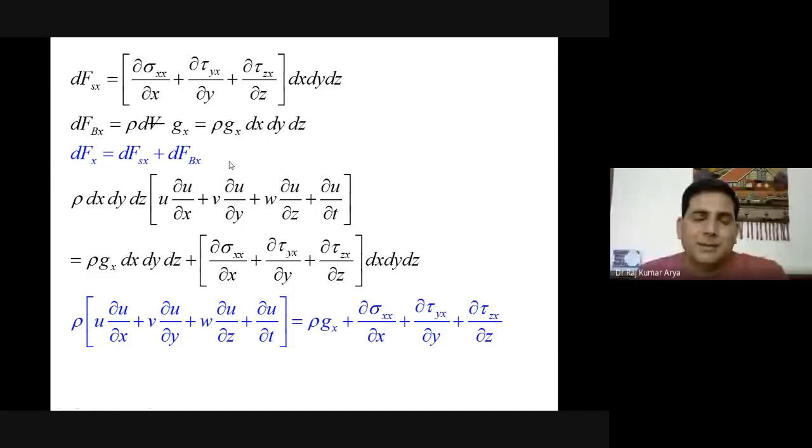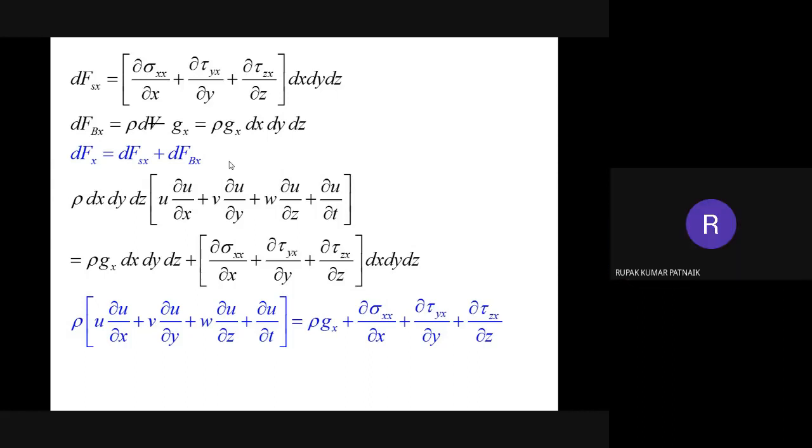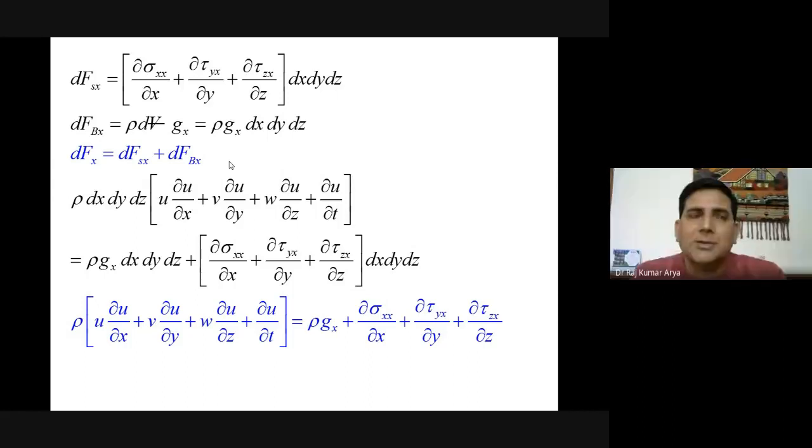Every material has some weight, correct? That's called body weight. If you want to calculate it, multiply by the component of g in direction x, and you will get the body weight component in direction x. If you multiply by g in direction y, you will get the body weight in direction y, and similarly for direction z.